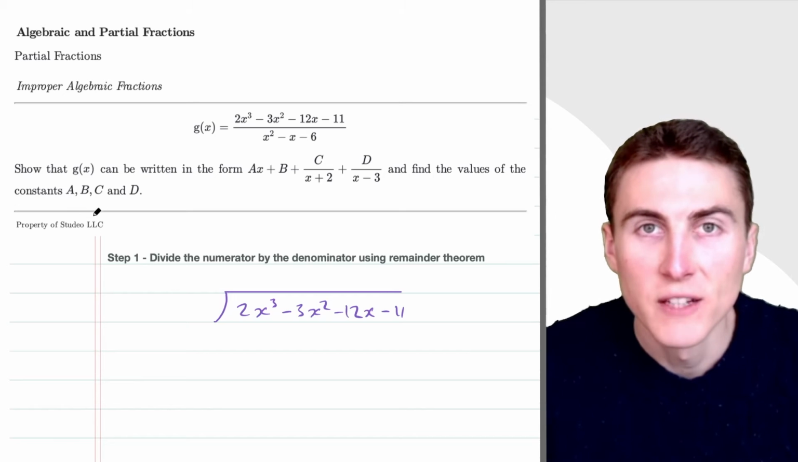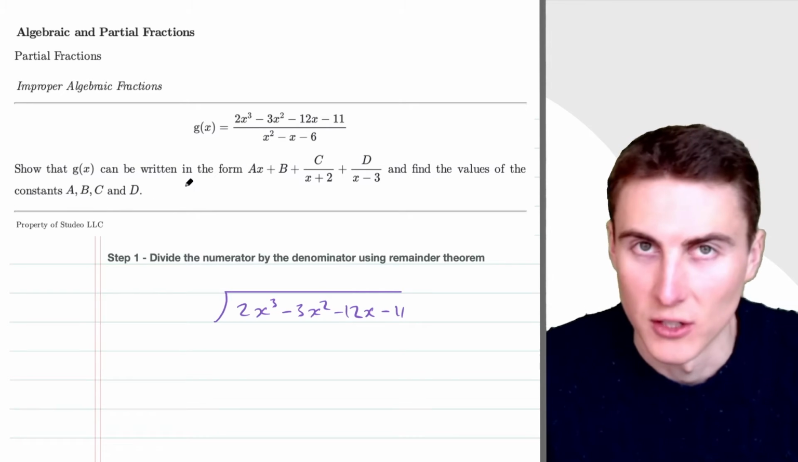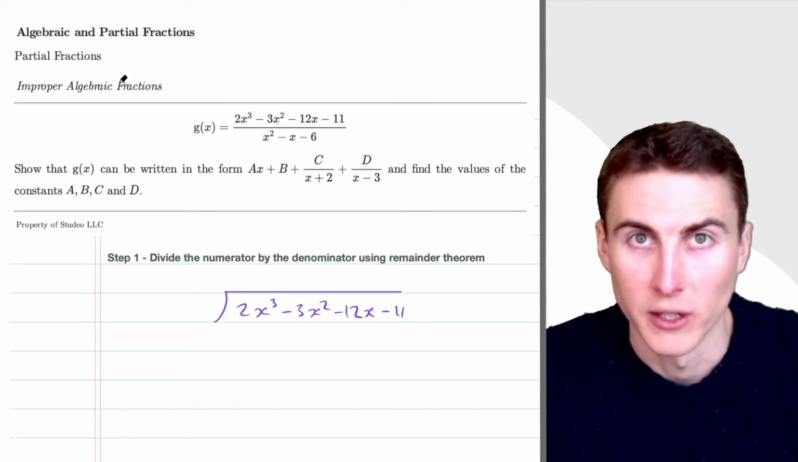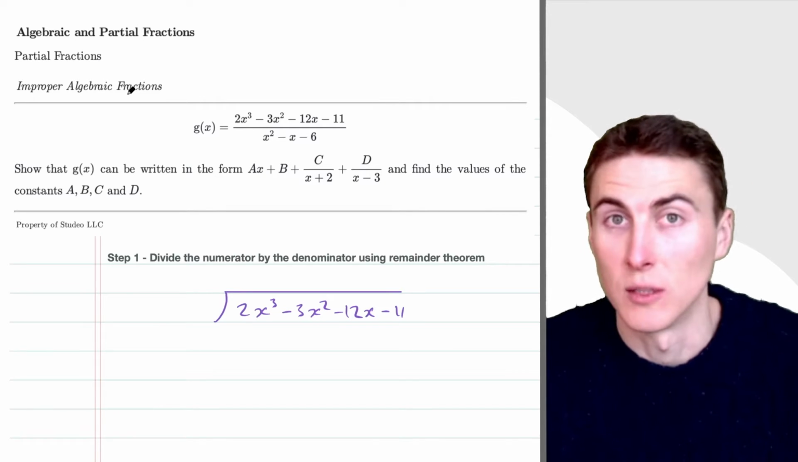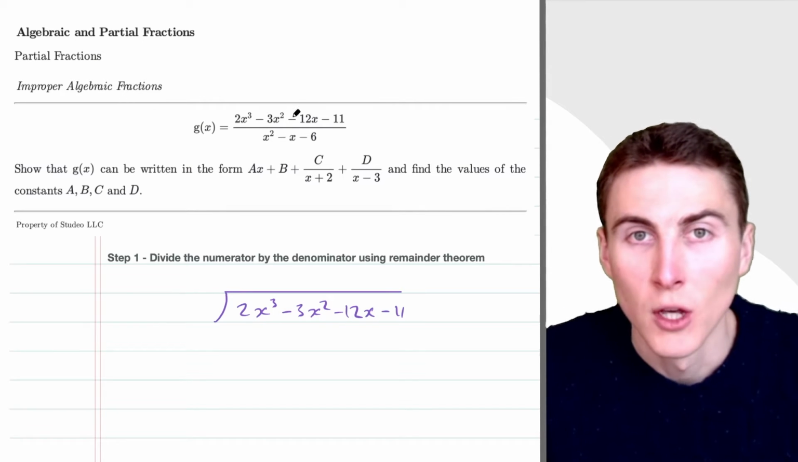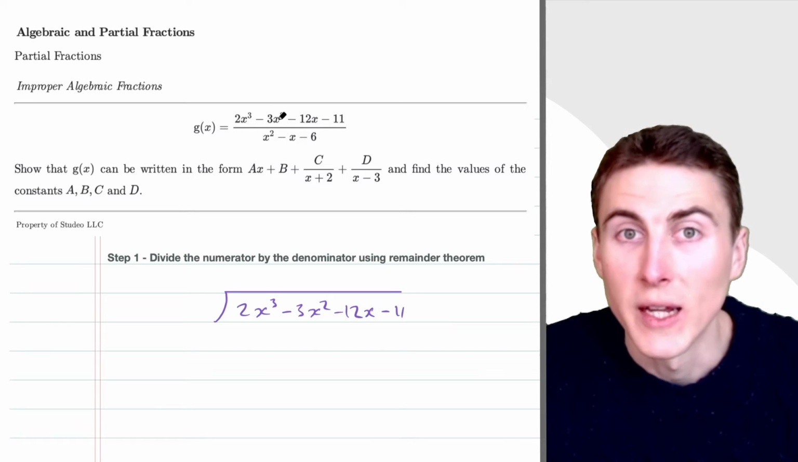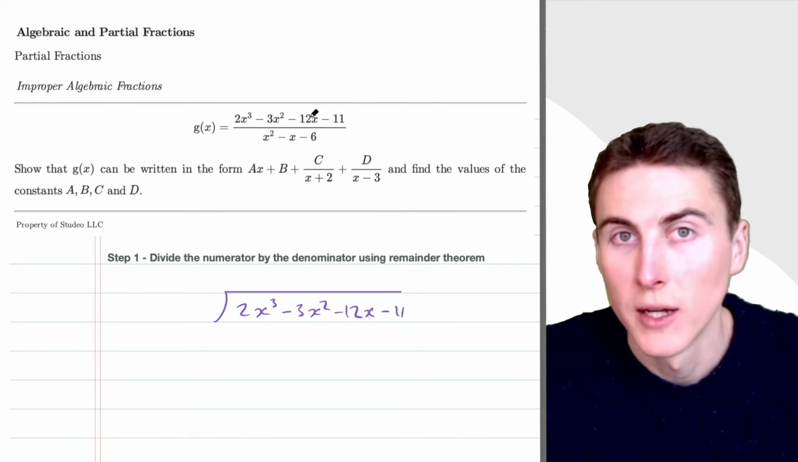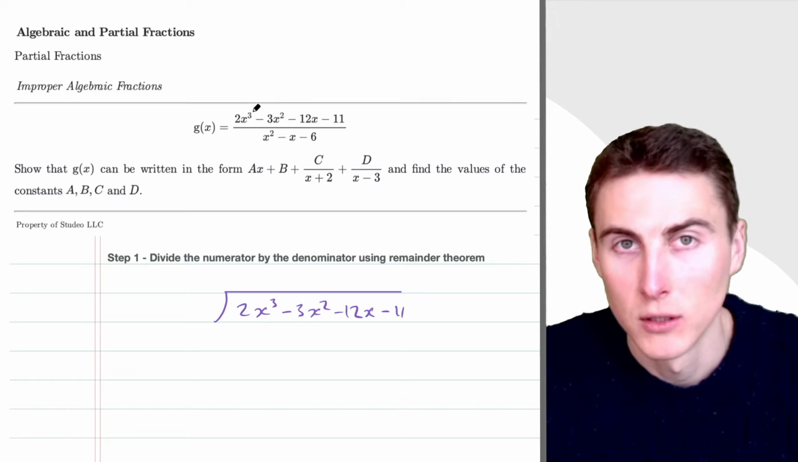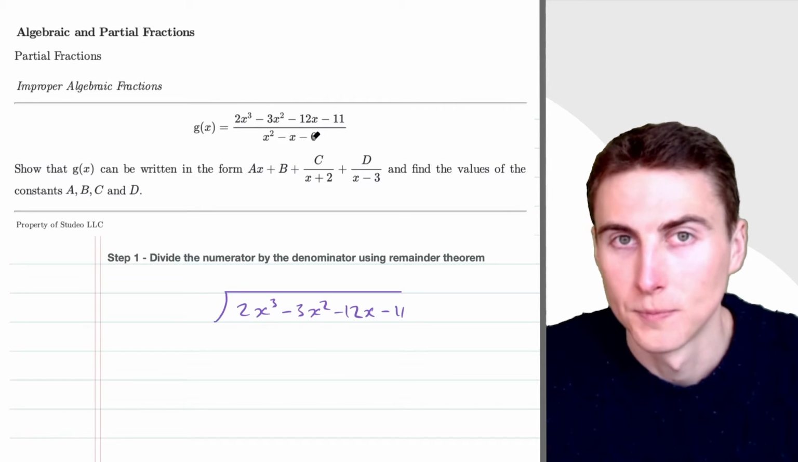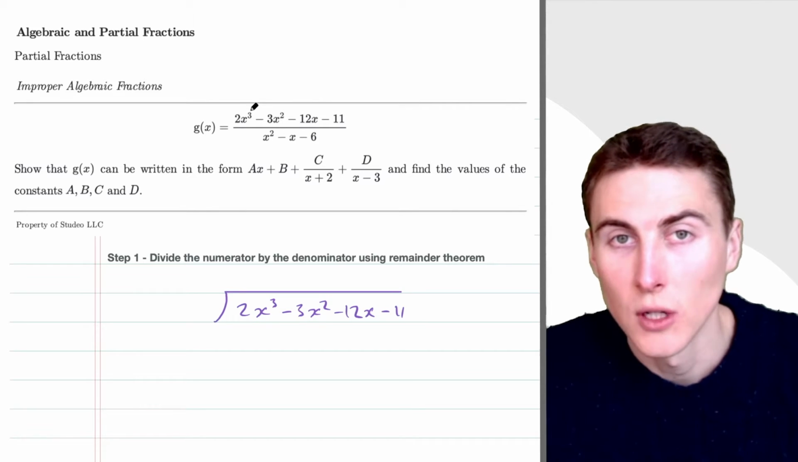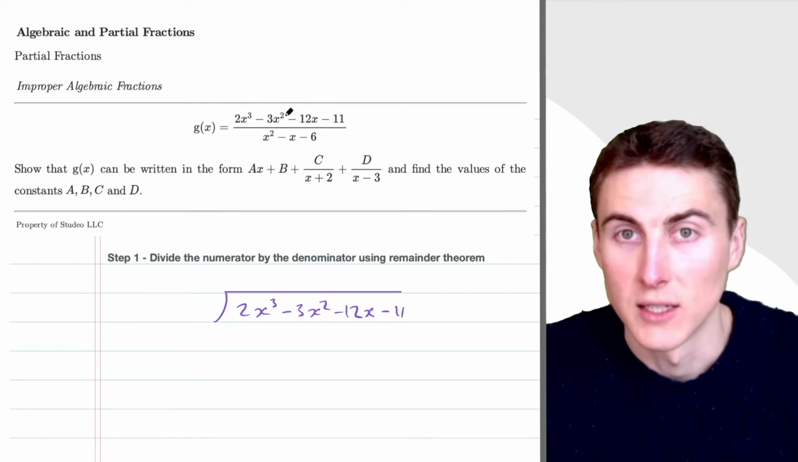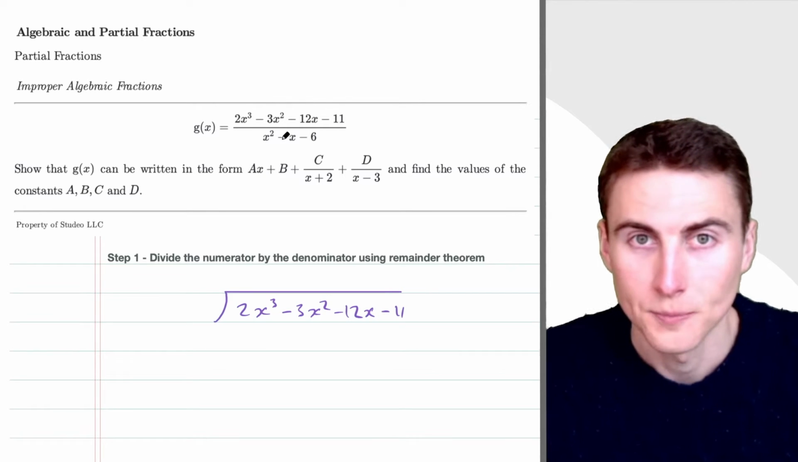Hi there, so in this video we're looking at partial fractions again, but this time we're looking at improper algebraic fractions and how to turn these into partial fractions. What we've got here is what we call an improper algebraic fraction because the numerator, on the top, has a higher power of x than the bottom. This has an x cubed term, but the bottom only has an x squared term.